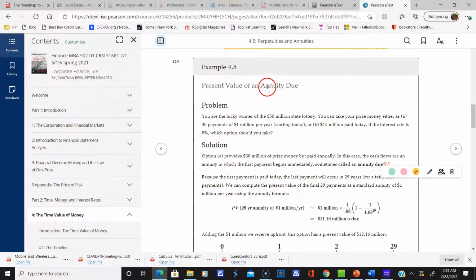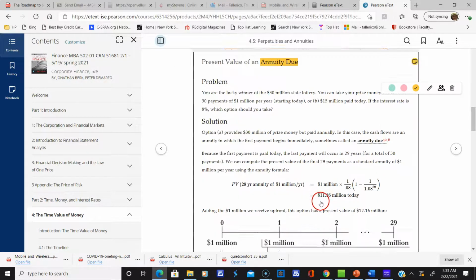All right, so what's an annuity due? So here's the magic word. The first annuity we did was an ordinary annuity. An ordinary annuity assumes the money comes in at the end of the period, and an annuity due assumes it comes in at the beginning of the period. Okay? So it happens at the beginning of the period.